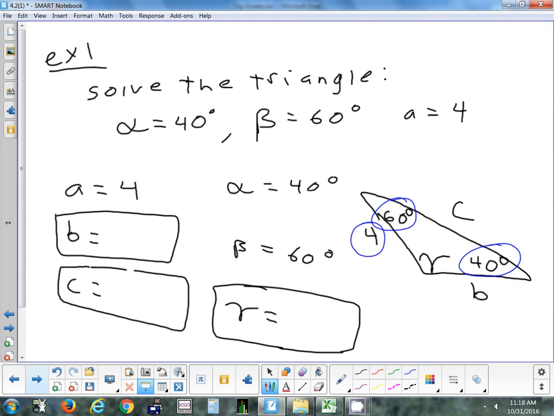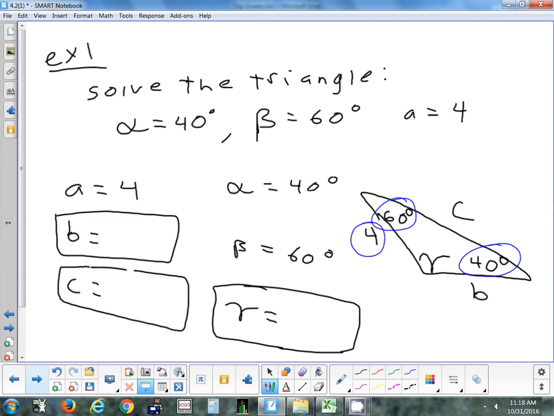Let's see. How about Marquise? Can you tell me what? It's in an obtuse triangle. So right, it is going to be obtuse. I agree with that. But how about using the three letters, like the S's and the A's? Oh, it's angle, side, angle.